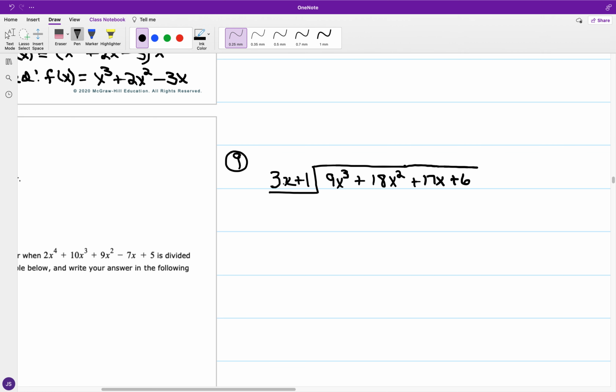Okay, so we have 3x into 9x cubed. That's going to go: 3 into 9 is 3, x into x cubed is 3x squared. So the first term in the quotient is going to be 3x squared. And distributing over the divisor, we have 3x squared times 3x, that'll be 9x cubed, and 3x squared times 1 is 3x squared.